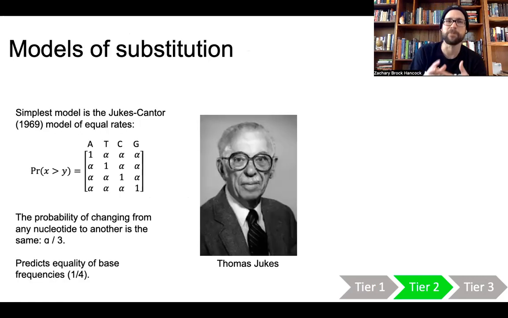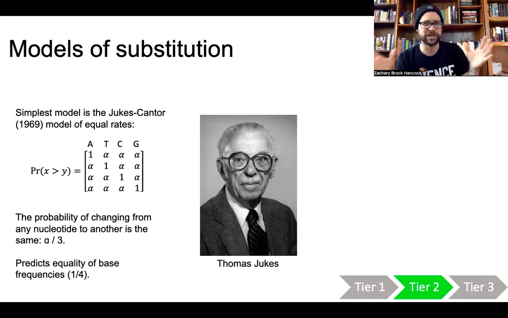Let's start with talking about models of substitution, right? So the model that we first showed was assuming equal rates, right? That's our first assumption. And this is a model. It's called the Jukes-Cantor model. Often it will be abbreviated to JC69 from the Jukes-Cantor paper in 1969, where they just assumed an equality of rates.